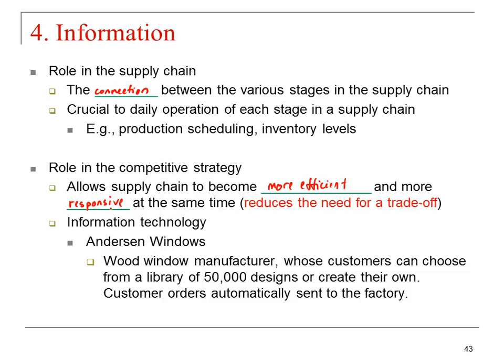Information technology, again, is a way to manage the information you have in your company. We have an example here. Under Windows, a window manufacturer, customers can choose from a library of 50,000 designs and create their own. So that's the way that you want to use the information. You want to provide as much information as you need, and maybe you can target those customers more efficiently.